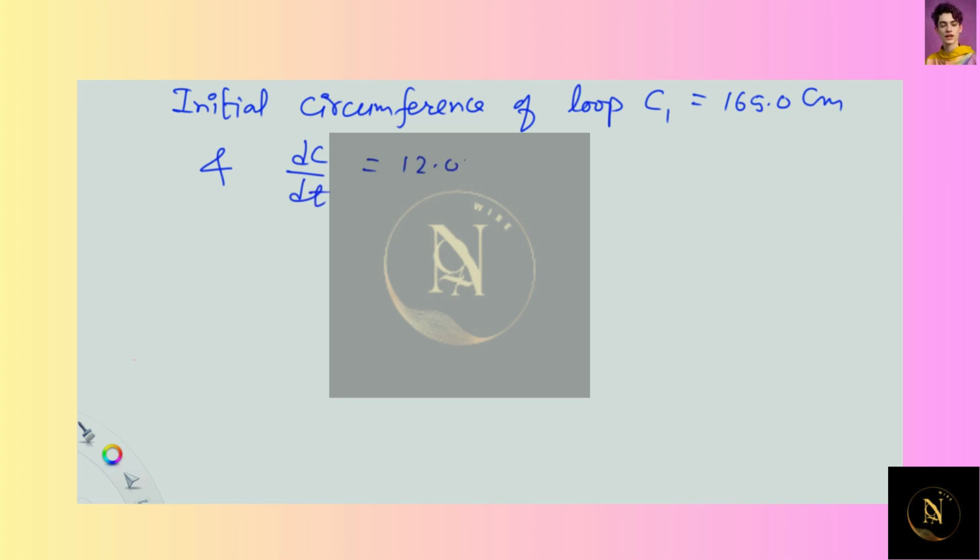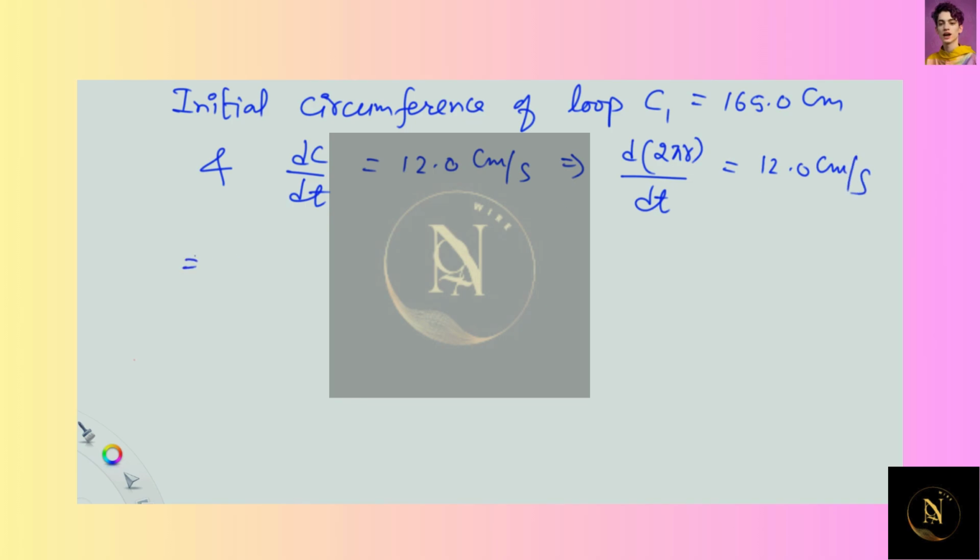Here in this given problem, the initial circumference of the iron wire loop, let it be C1, is given as 165.0 centimeter, and the rate of reduction in the circumference, dC by dt, is given as 12.0 centimeter per second. Using the expression for circumference, 2 pi r, we get 2 pi dr by dt is equal to 12.0 centimeter per second.